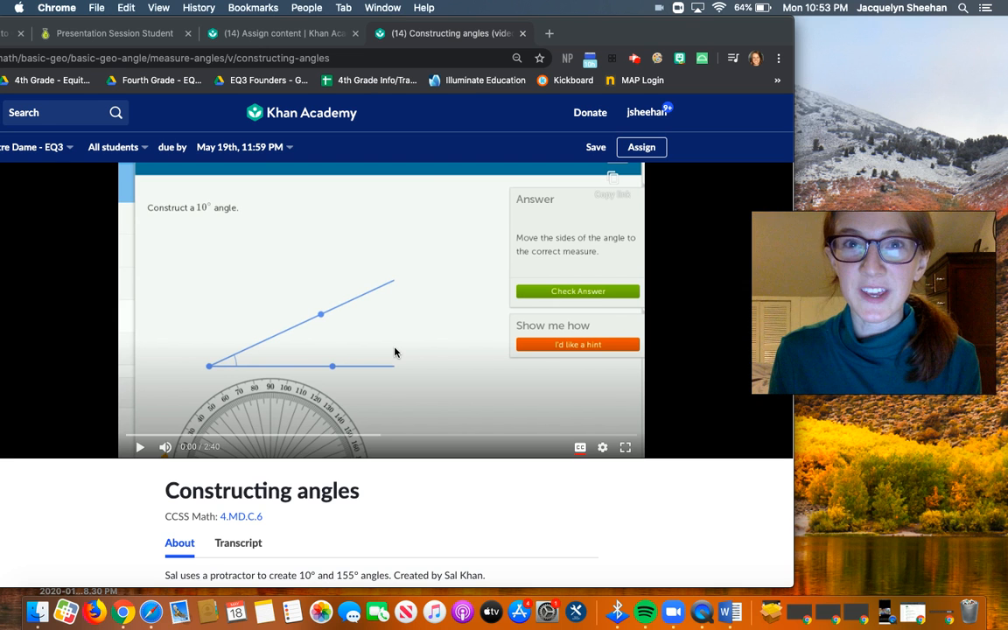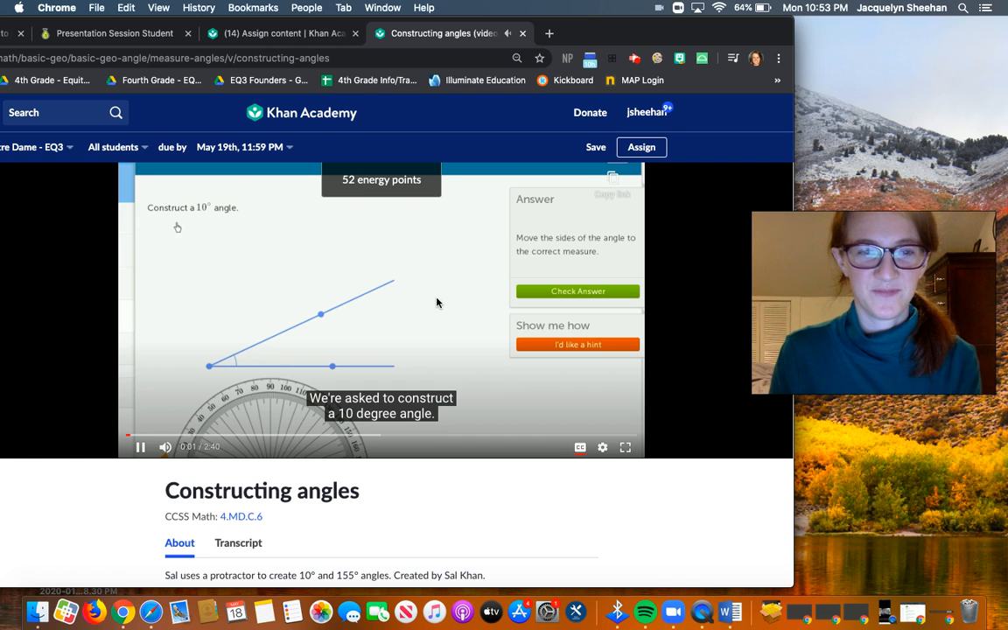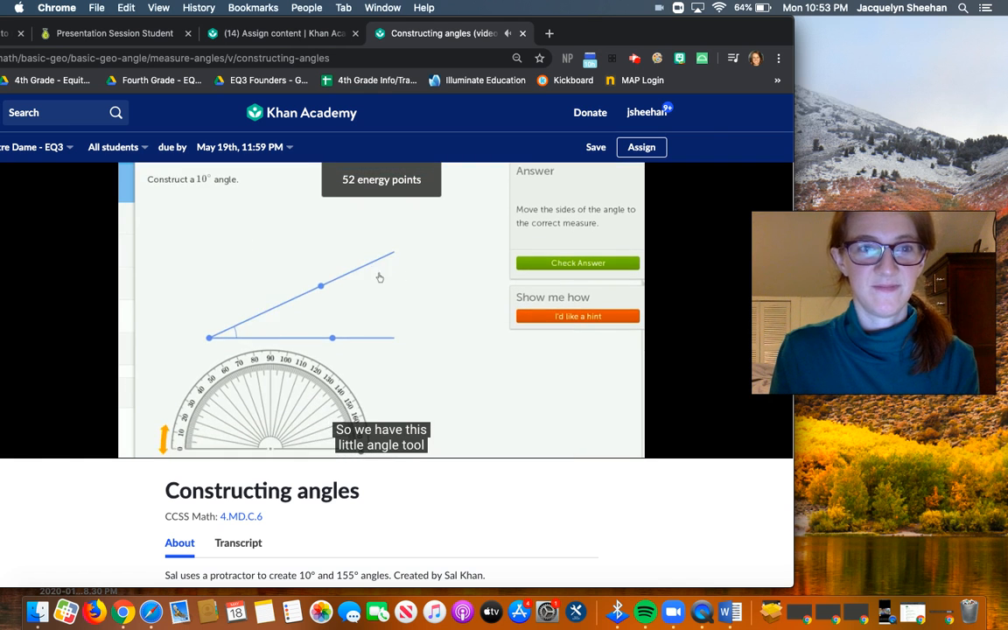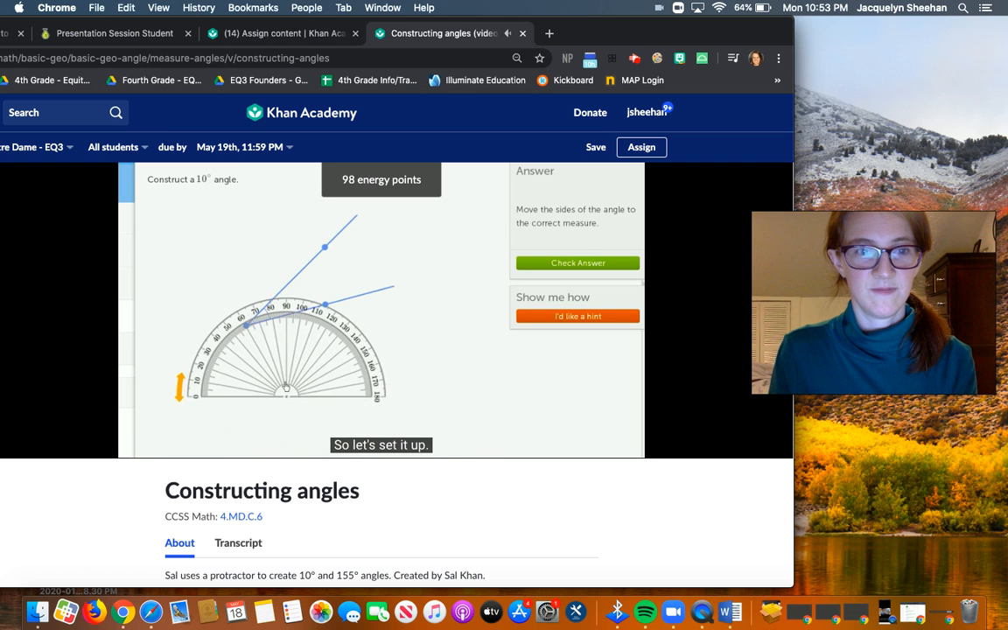Okay, how did we get tricked on Khan Academy? We're asked to construct a 10-degree angle. So we have this little angle tool here that we can use to construct an angle, just like that, and then it gives us a protractor to actually measure the angle. So let's set it up.